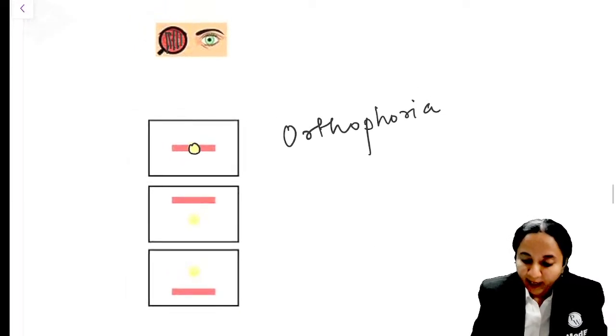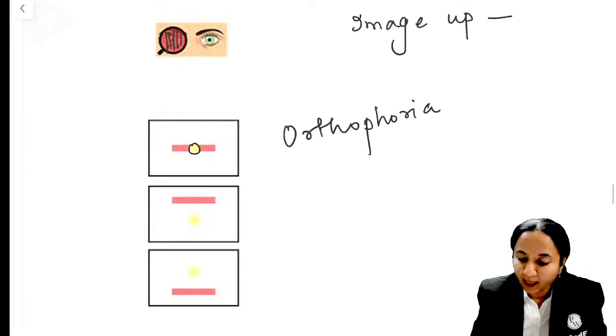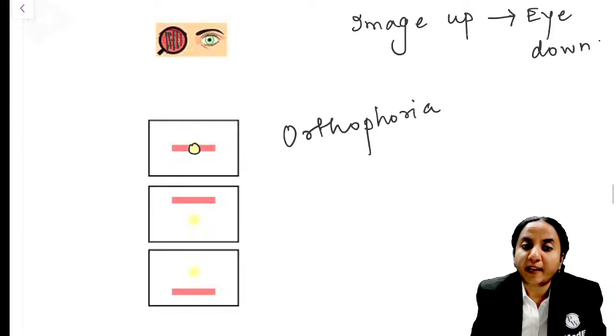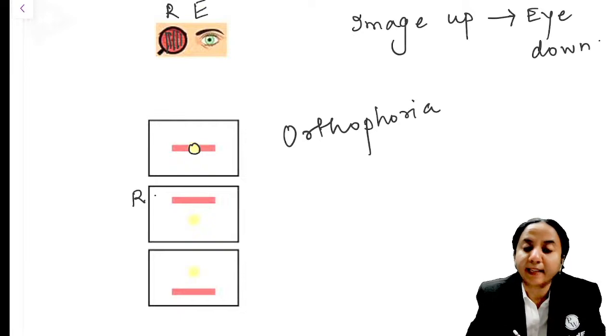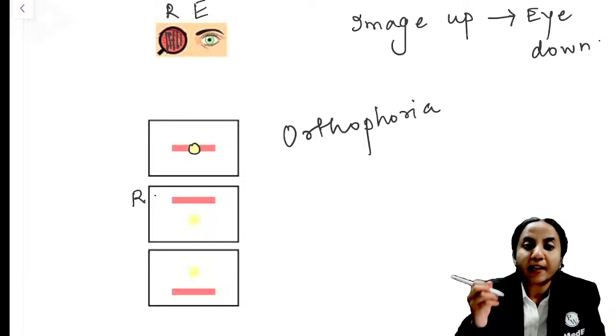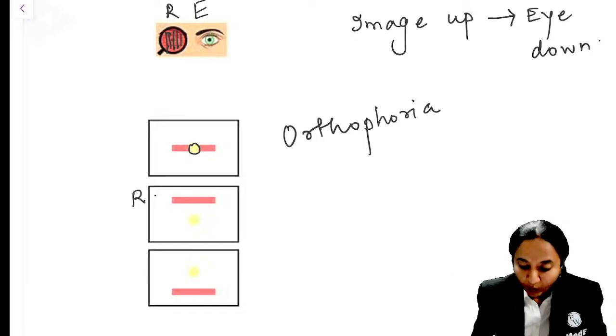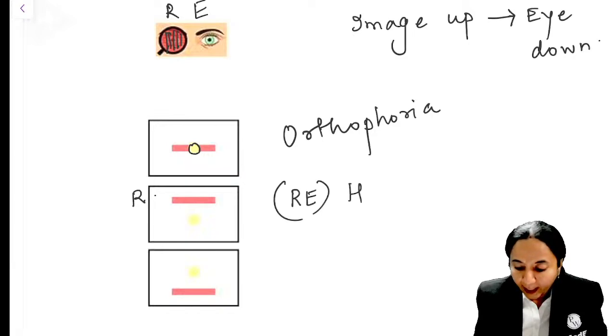The rule is, if the image is up, that means the eye is down. So if image is up, eye is down ka kya matlab hai? Here see, the right eye, image is up. That means the right eye is down. This is the image of the right eye, that is the red line. It is up. That means that eye is down. So this means that the right eye is down. That is right eye hypophoria. Hypophoria means that the right eye is down.